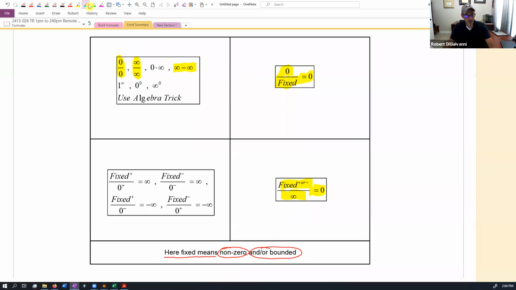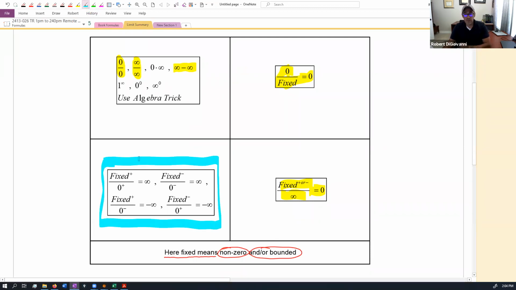What I'm now asking you to think about are these 4 scenarios. What if we have a limit where the top is fixed but positive and the bottom is heading to 0 through positive numbers? Then a positive divided by a positive should be an infinitely big number, but positive. If they're both negatives, then our answer should still be positive infinity. If one of them is positive and the other is negative, then our ratio should be really big but negative. That's just using the property of signs: like signs divide to be positive and unlike signs divide to be negative.